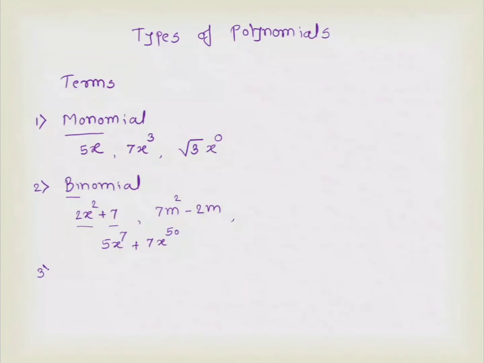Now if we have three terms in a given polynomial, then it is called a trinomial.